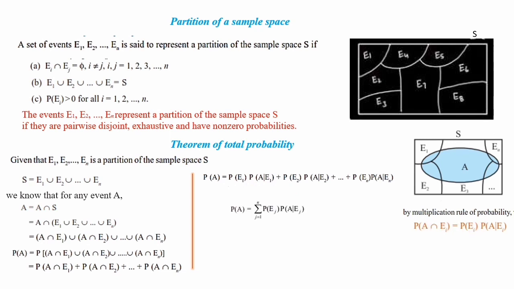That is, in general we can say P of A is equal to sigma, sigma means summation, sum of P of Ej into P of A given Ej. I you cannot take, because here generally we have taken as I, so you can use the letter J. P of A is equal to sigma j equal to 1 to n P of Ej into P of A given Ej. This is the theorem of total probability.